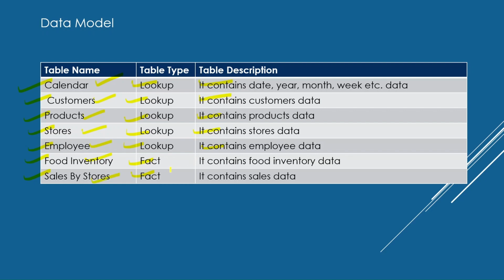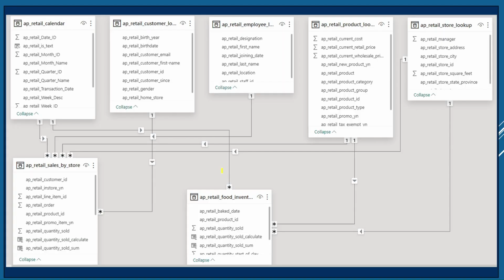This is the sales by store table. This is also a fact table and it contains data which are related to the sales for each and every store and for each and every product. So this is the data model. These are the data models which have been imported in the Power BI and it is also showing the relationship.